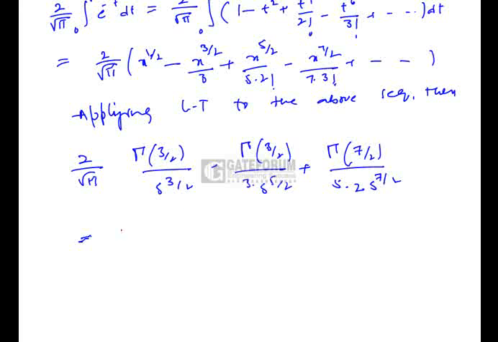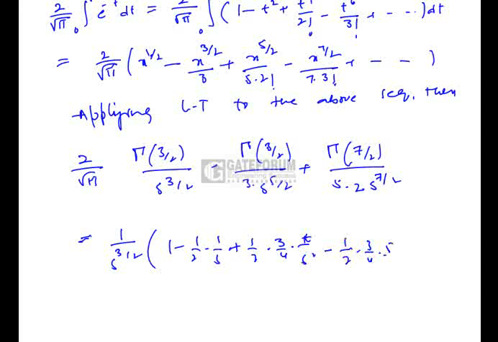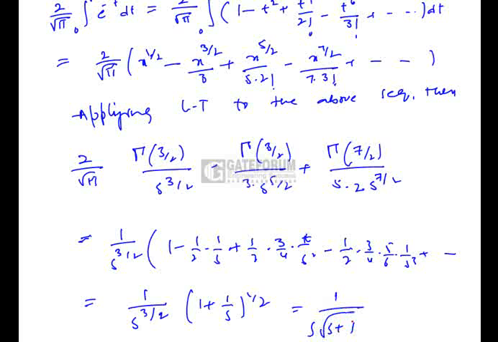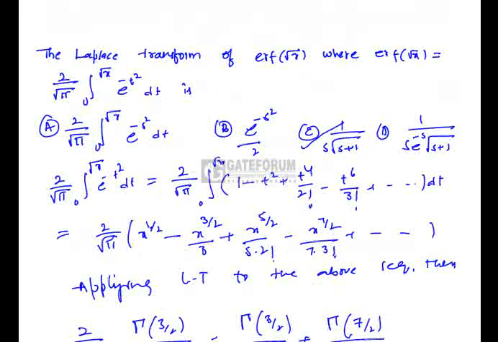If we simplify further, it will be 1 by s power 3 by 2 times 1 minus 1 by 2 times 1 by s plus 1 by 2 into 3 by 4 times 1 by s square minus 1 by 2, 3 by 4, 5 by 6 into 1 by s cube plus so on. This can be written as 1 by s power 3 by 2 into 1 plus 1 by s whole power minus 1 by 2, which is nothing but 1 by s times root s plus 1. So the required answer is option C.